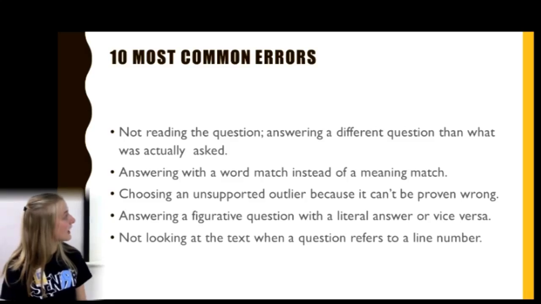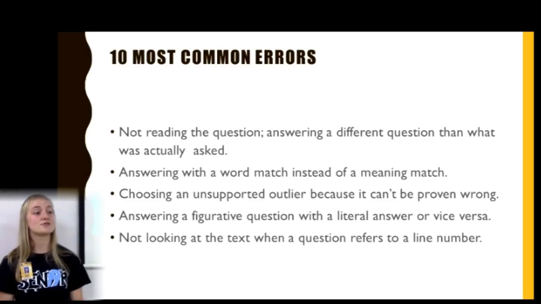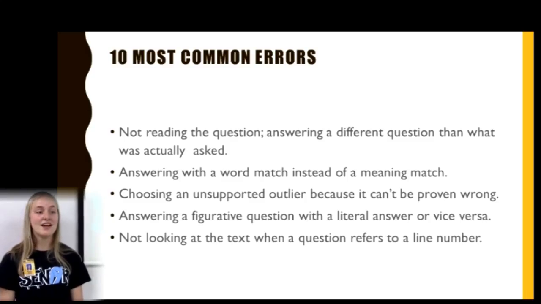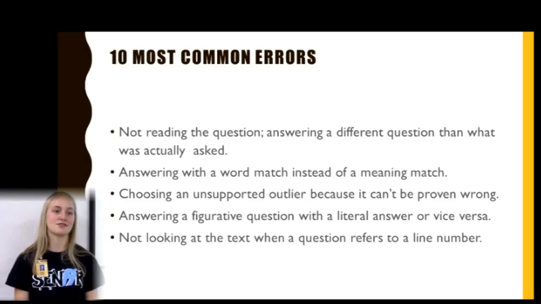Choosing an unsupported outlier because it cannot be proven wrong. If the answer choice is not directly supported by the passage, then it cannot be right. Support is a big thing with the reading section.